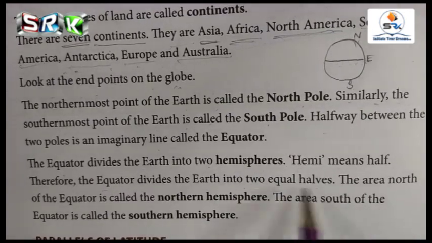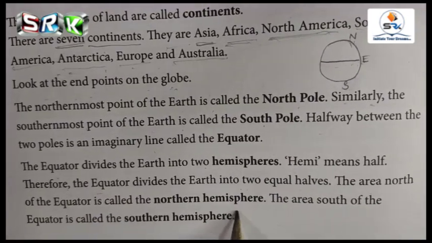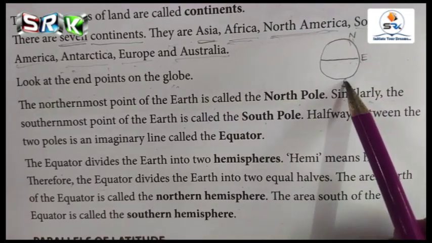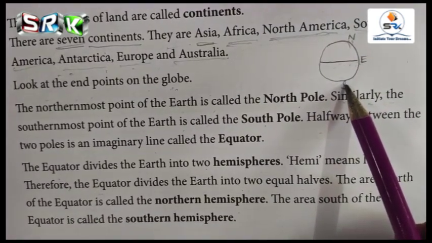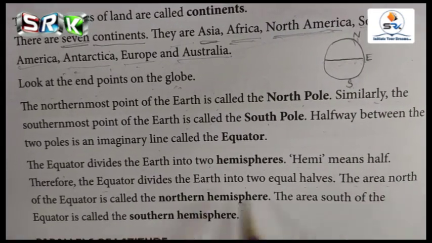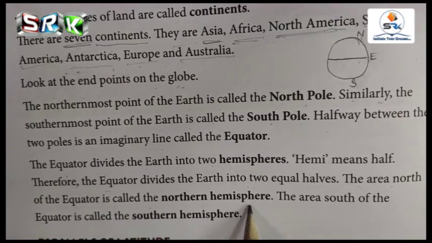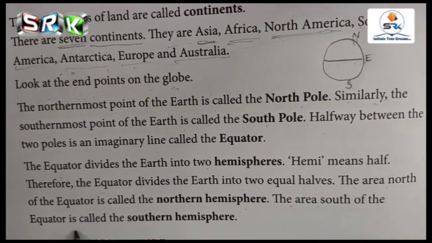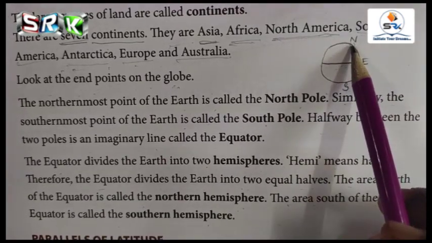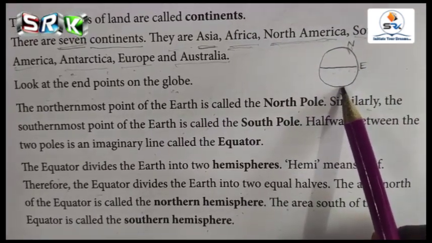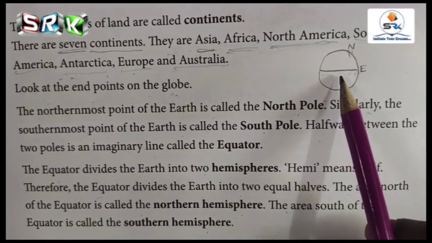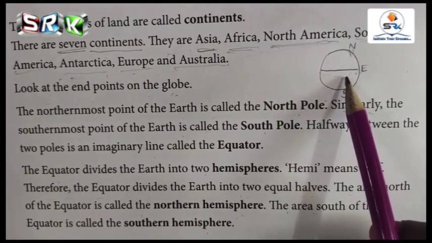The area north of the equator is called the northern hemisphere. The area south of the equator is called the southern hemisphere. The north direction is the North Pole, and the southern direction is the South Pole. The central line is called the equator. The central line divides the earth into 2, which is called hemisphere.